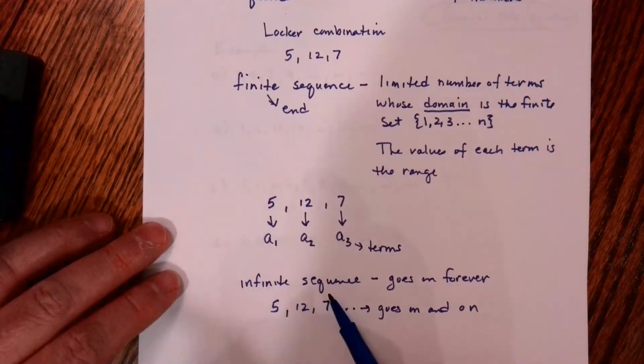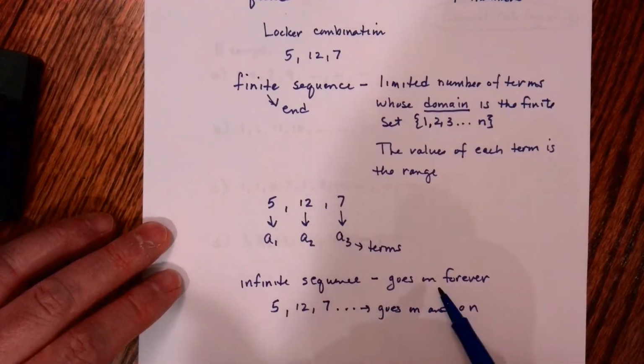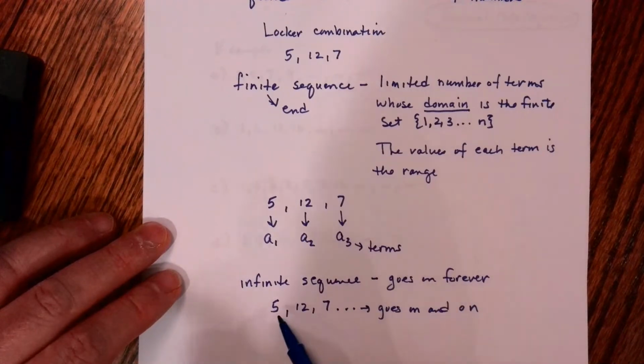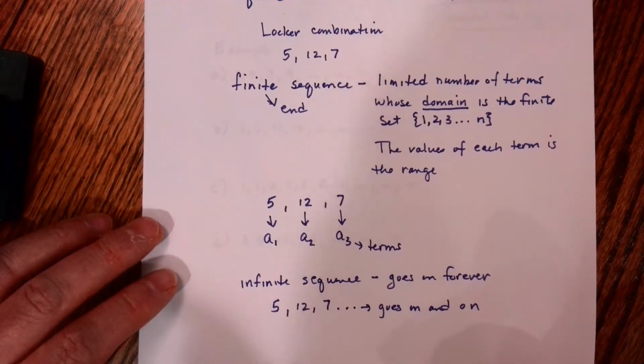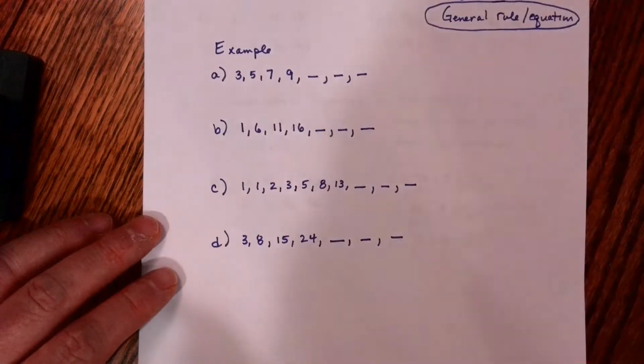Now an infinite sequence, well, infinite just means it goes on forever. So therefore, this would be a locker combination that you would never be able to open. It'd be 5, 12, and 7, and then a whole bunch of other numbers that would go on and on and on. We'll get into the difference between finite and infinite sequences a little bit more later.